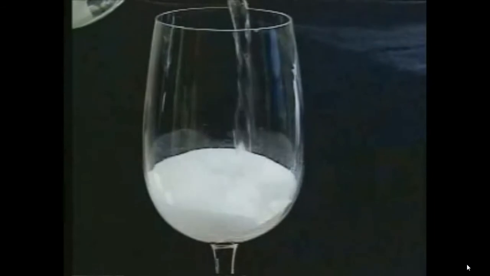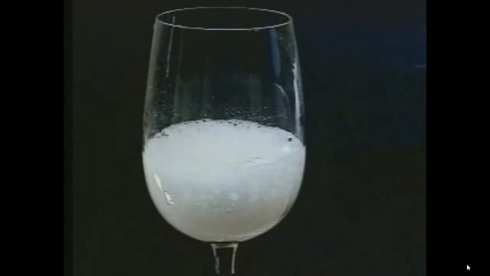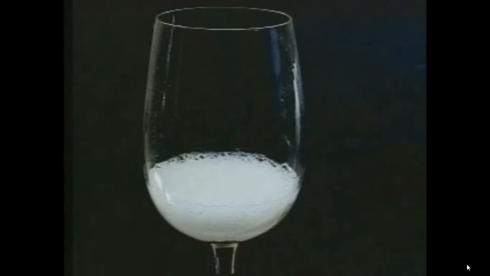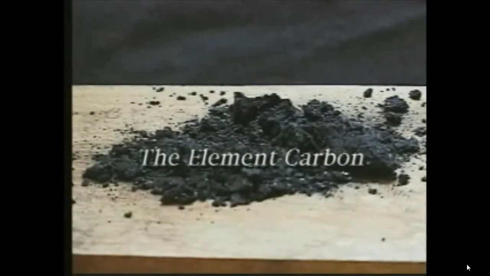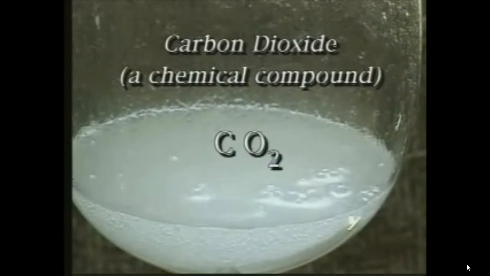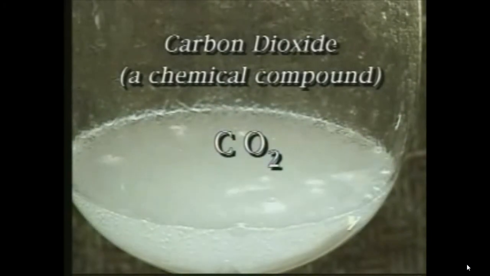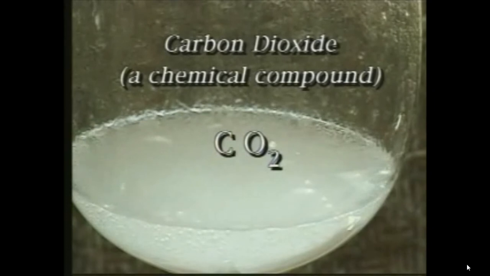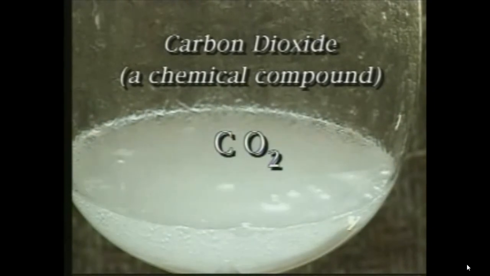Likewise, you would never suspect that the colorless gas inside soda bubbles contains carbon, an element that normally exists as a black solid. Soda bubble gas is a chemical compound called carbon dioxide and is represented by the chemical formula CO2. This formula shows that carbon dioxide contains one atom of carbon bonded to two atoms of oxygen.